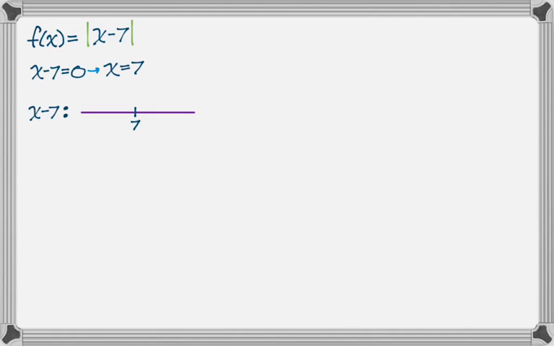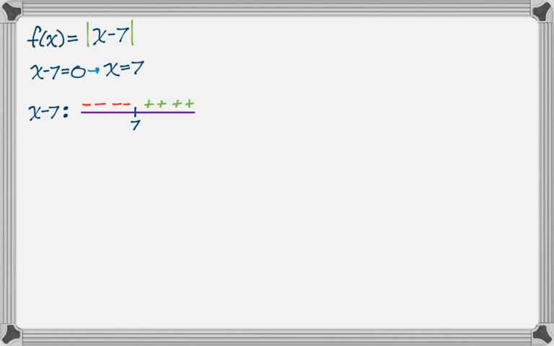And now I'm going to test the regions. If I pick a number that is less than 7, like negative 50, negative 50 minus 7 is definitely negative, so I'm just going to put negatives. It doesn't even matter what the value is, I just need to know if it's positive or negative. And if I pick a value greater than 7, like a billion, a billion minus 7 is definitely positive. So you want to pick extreme values so it's easier to figure out if it's positive or negative.